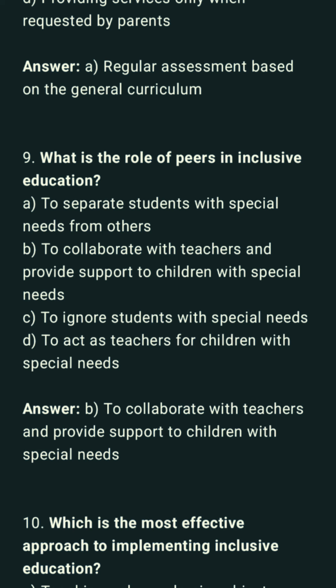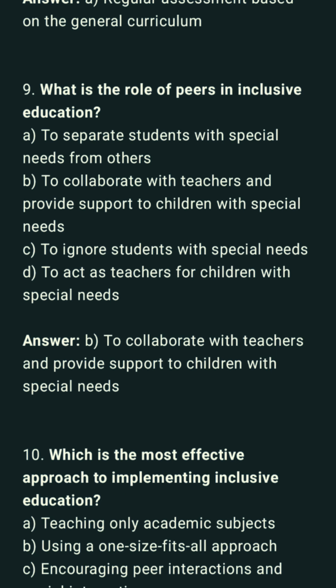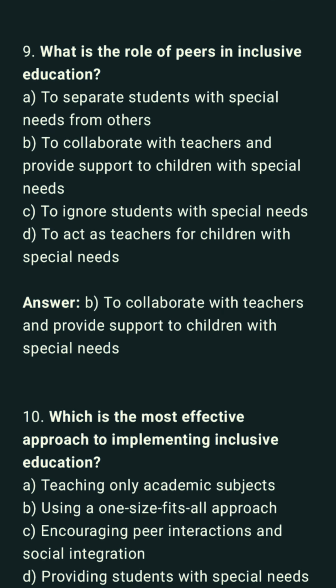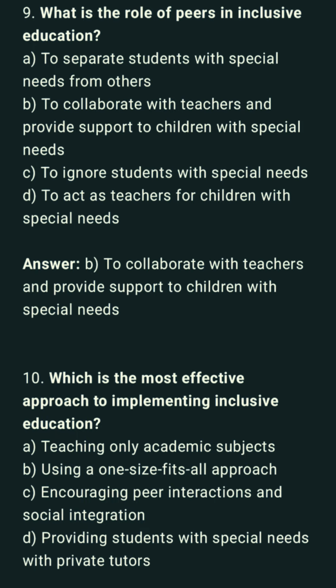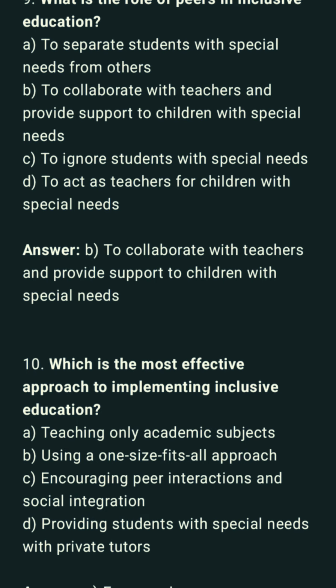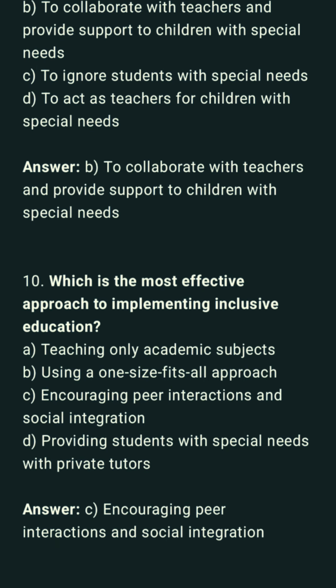Number 12, which is the most effective approach to implementing inclusive education? The answer is number C, encourage peer interactions and social integration.